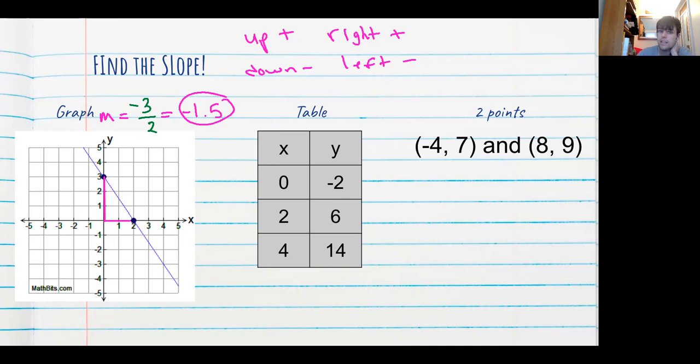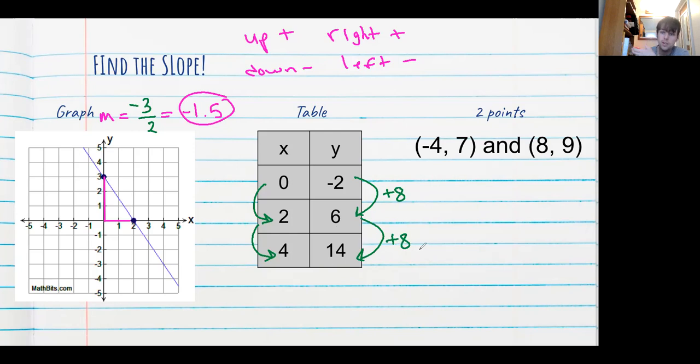And similarly in a table, we're more or less counting here, right? So on a table, we want to know the change in y. So how are the y's changing? And how are the x's changing, right? So when I'm looking at this table, I'm going from negative 2 to 6. That's an increase of 8. That's my change in y. I'm going from 6 to 18.